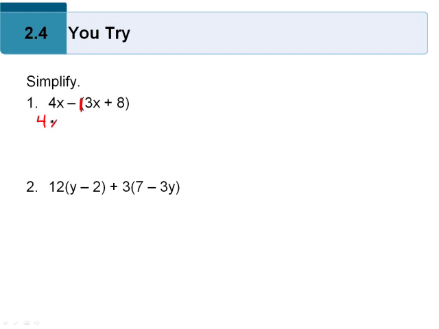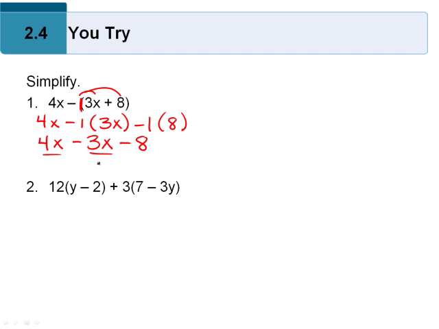So we bring down 4x, and we're going to take negative 1 and distribute it to the terms in the parentheses. So I have negative 1 times 3x and negative 1 times 8. So we have 4x, and negative 1 times 3 would be negative 3x, and negative 1 times 8 is negative 8. So now you have like terms right here, and they came out next to each other, which is nice. 4x minus 3x is just 1x, or just x, minus 8. And that's it. That's your answer, x minus 8.